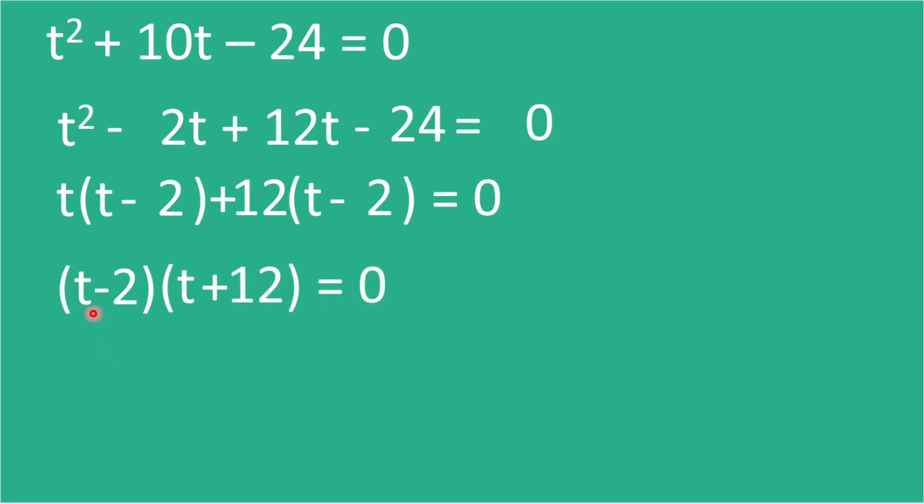And now we can compare these two values, that is t minus 2 with 0 and t plus 12 with 0. So let's compare it.